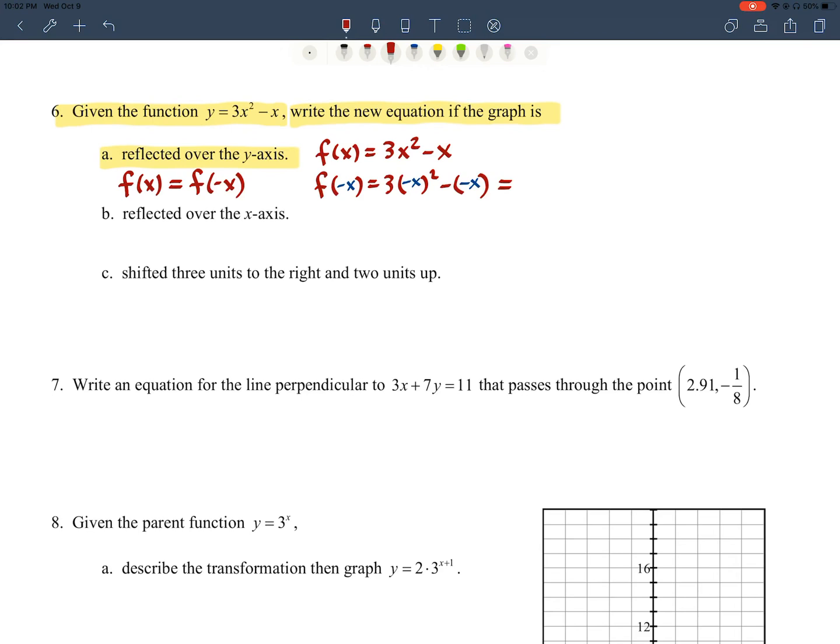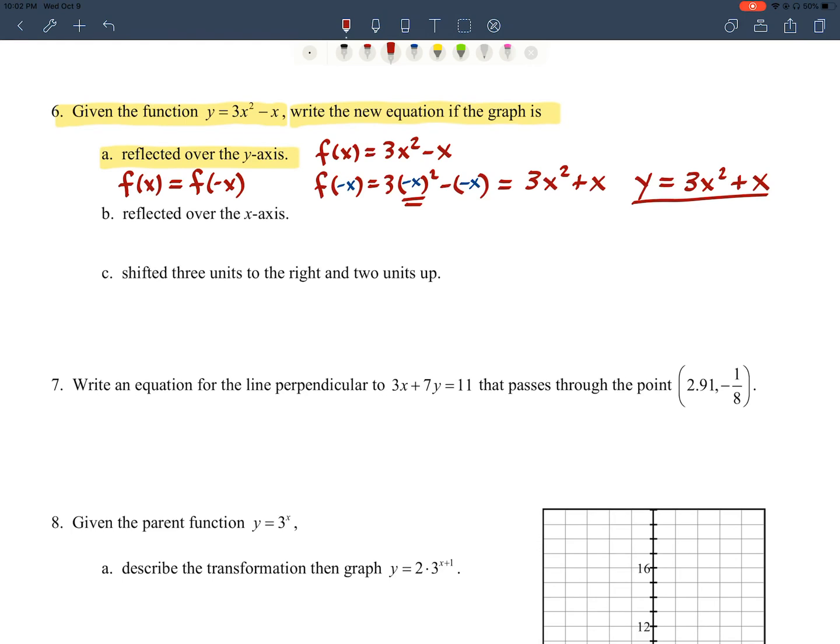So when we square negative x, we get x squared. So that would be a 3x squared. And then minus negative x is like saying plus x. So our final answer on this one, and we'll just throw y back in there, y equals 3x squared plus x. And if you're not sure if it's right or wrong, go ahead and graph your original function and this one to make sure that it actually reflects it across the y-axis.